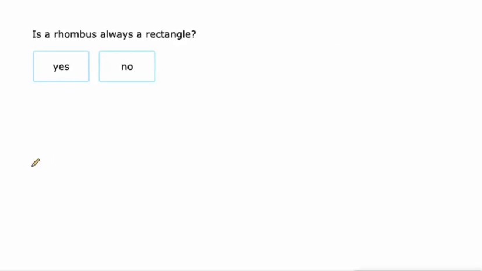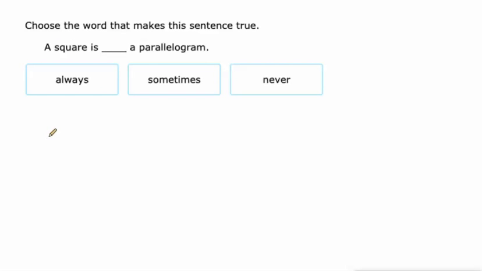Is a rhombus always a rectangle? No. All right, so a square is always a rhombus, but a rhombus isn't always a rectangle. So the direction on these statements matters sometimes as well. All right, and then we get into these, which is kind of leading into what I've been talking about.